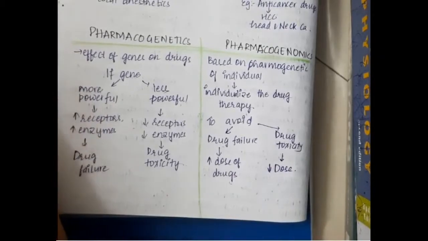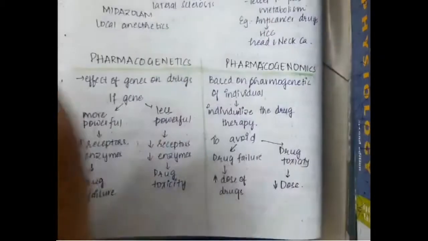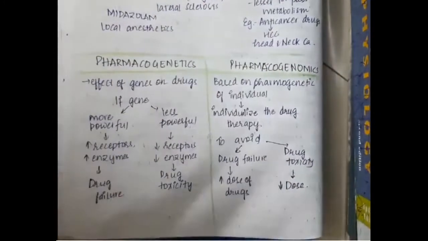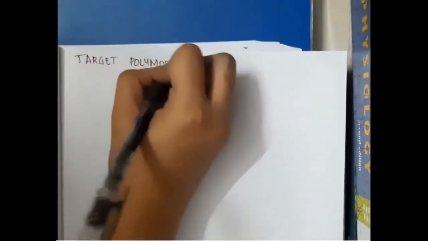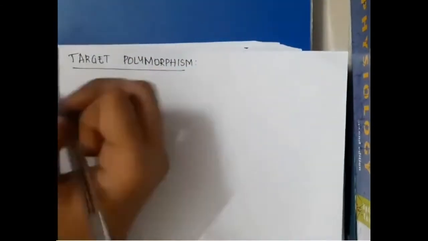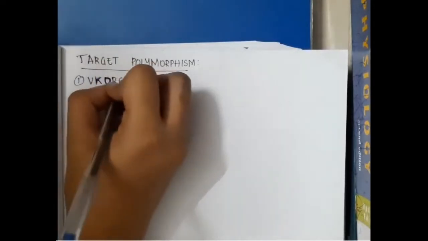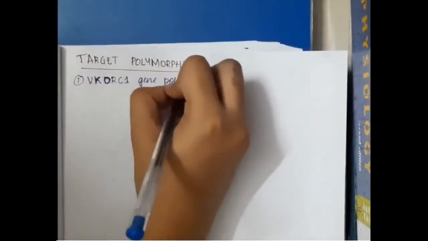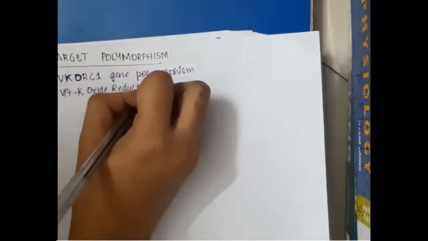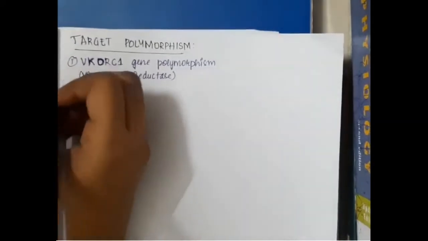In this class we are going to learn many examples which will tell us the differences between these. First, there are two types of polymorphisms: target polymorphism and enzyme polymorphism. First we will learn about target polymorphism, which is VKORC1 gene polymorphism, that means vitamin K oxide reductase gene polymorphism.